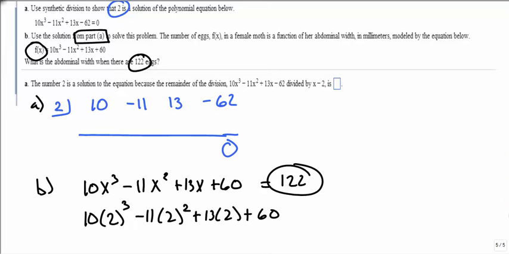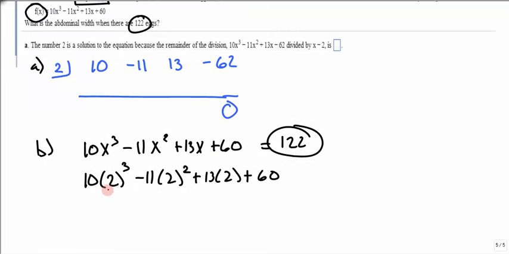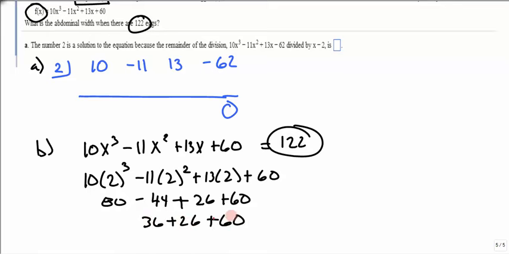I get 2 cubed is 8 times 10 is 80, 2 squared is 4 times 11 is 44, 13 times 2 is 26 plus 60. So 80 minus 44 would be 36 plus 26 plus 60. So this would be 36, 62, plus 60 was 122. So the easier way to solve this is use their hint. And basically then our answer for part B would be 2 then.